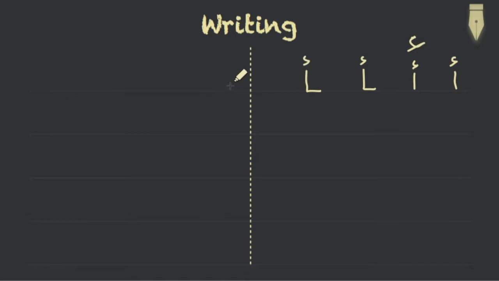For the ba, the isolated form is like that. At the beginning, we write just half of it, so vertical, then horizontal line, and the dot below the line. For the middle ba, we start horizontal, then vertical, then horizontal, and the dot below the line. At the end of the word, we start horizontal, then we write the isolated form.